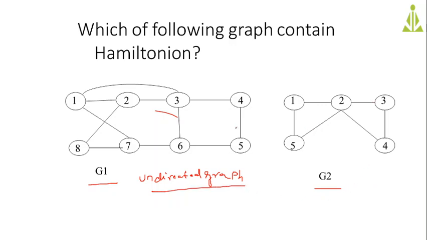Both are undirected graphs. Now we need to check whether it is Hamiltonian or not. First we will see this one. If I start from 1, I go to 2, from 2 to 8, 8 to 7, 7 to 6, 6 to 5, 5 to 4, 4 to 3, and 3 to 1. So from where I started, I am reaching the same position after visiting all the vertices. After visiting all the vertices, we reach 1. So this is a Hamilton cycle, G1.